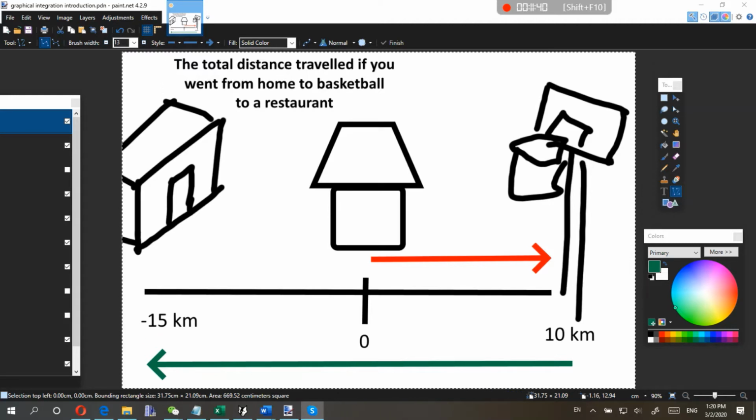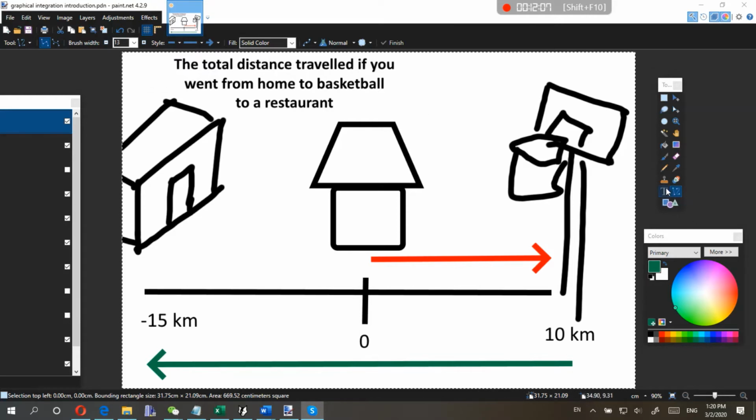Tommy, how far did we travel total if I went from home to basketball to a restaurant? Can you repeat one more time? Yep. What's the total distance traveled right now if we went from home to play basketball and then went from basketball court to a restaurant? 5 kilometers. 5 kilometers would be my displacement.